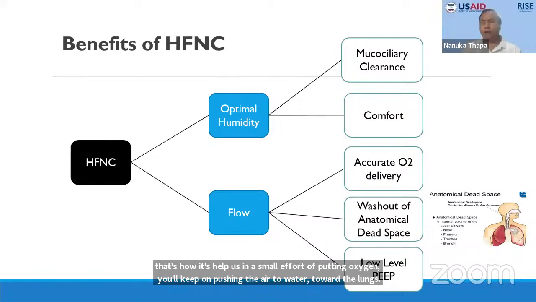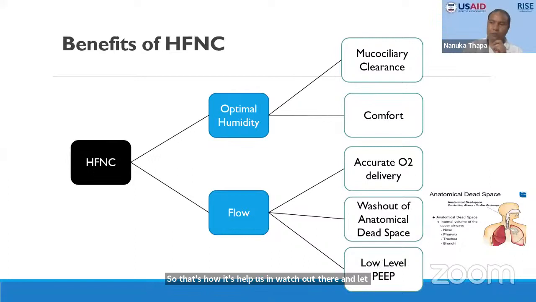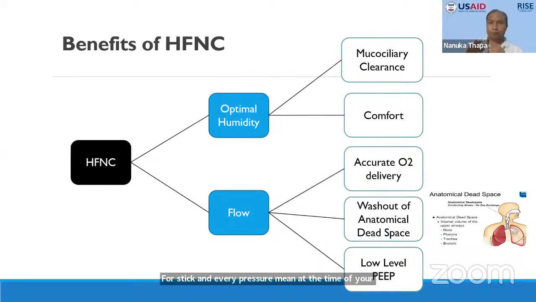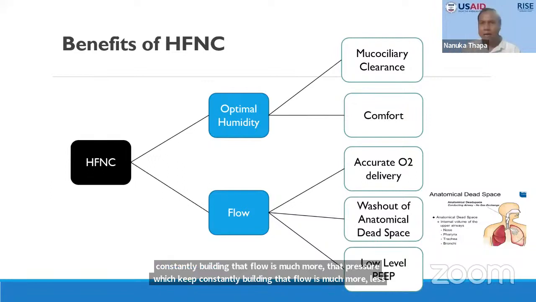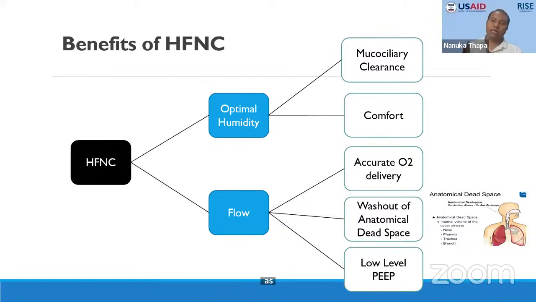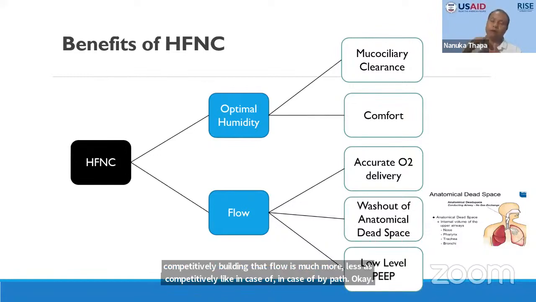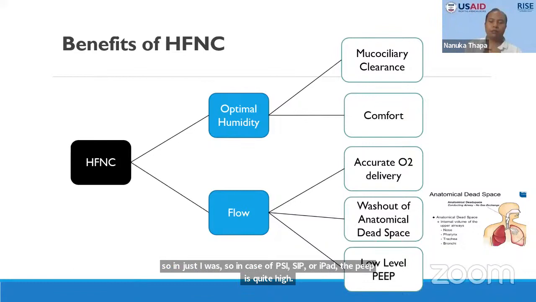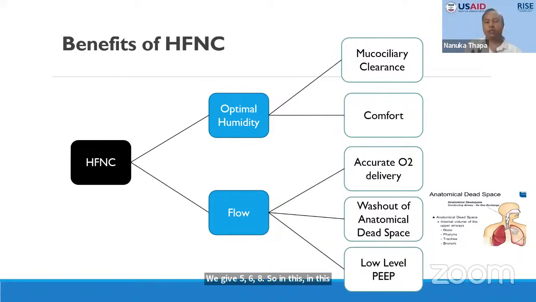Okay, low level of PEEP. PEEP is the positive end expiratory pressure. At the time of your expiration, by the time you finish, that pressure keeps constantly building, but here it is much less compared to CPAP or BiPAP. In the case of CPAP or BiPAP, the PEEP is quite high. We give 5, 6, 8. So in this situation, the PEEP is much less as compared to non-invasive ventilation like CPAP and BiPAP.